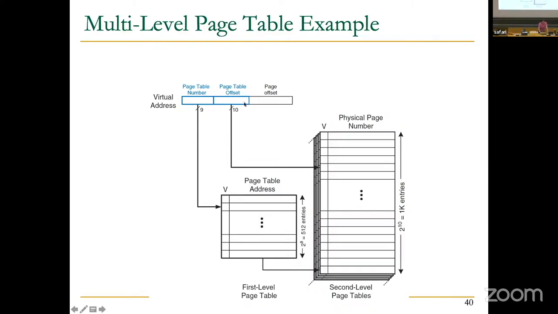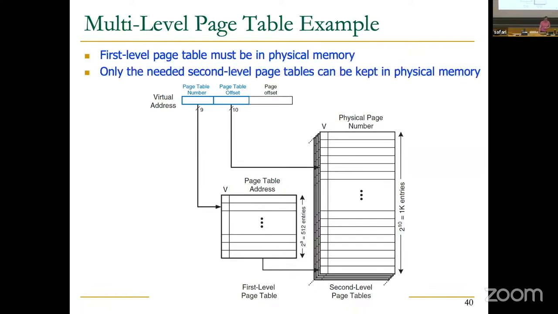And this is your index into that page table. Each of these page tables is 1K entries, as you can see, but you have many of these page tables. You can calculate how many you have; I'm not going to do that right now. So the first level page table must be in physical memory. Only the needed second level page tables can be kept in physical memory. If you haven't touched that memory, you don't need to bring in the page tables that do the translation for that virtual memory address space. This is another beauty of multi-level page tables. It solves the problem of having your physical memory covered with page tables, right? Only the page tables that you have touched are brought into physical memory.